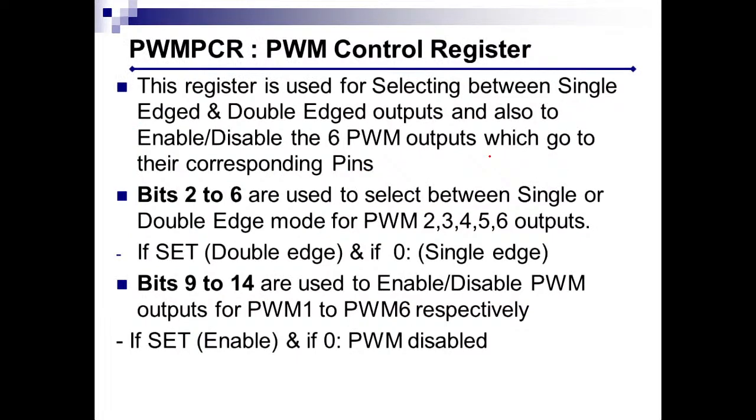One more is the PWM control register. This is also a very important register because it is used for selecting between single edge and double edge output. It also enables and disables the 6 PWM outputs which go to the corresponding pins.